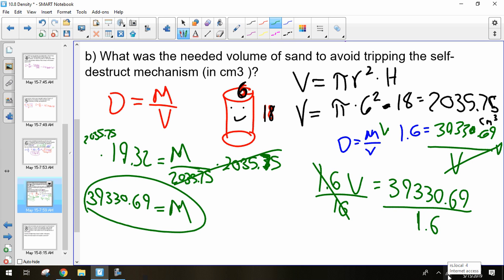And our answer comes out to be a large number. B is 24,581 point something 68 centimeters cubed.